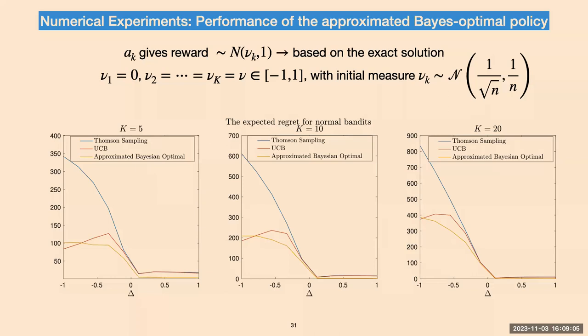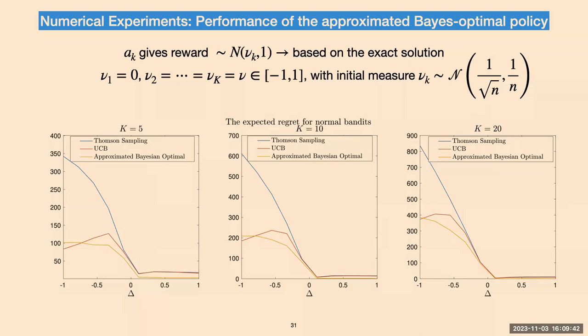Yes. Okay. So we can see that in most environments, our Bayesian optimal policy has less expected regret than the UCB, which is good. And we always have less expected regret than Thompson sampling. Only for some cases here, you can see UCB has a bit less regret than our Bayesian optimal policy.